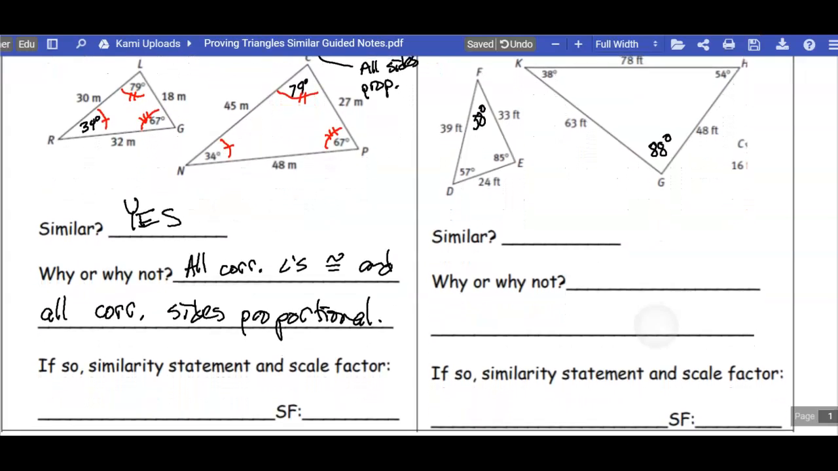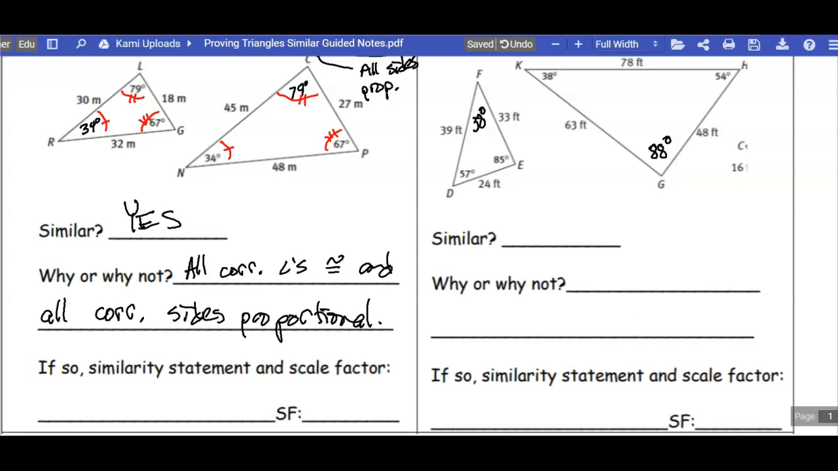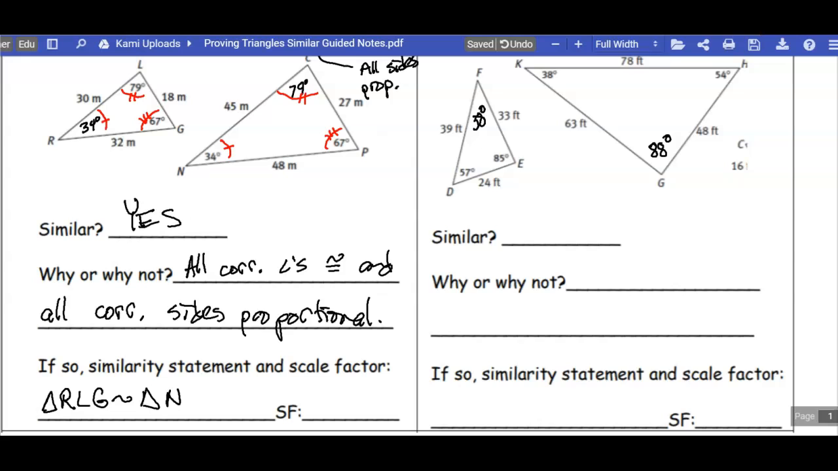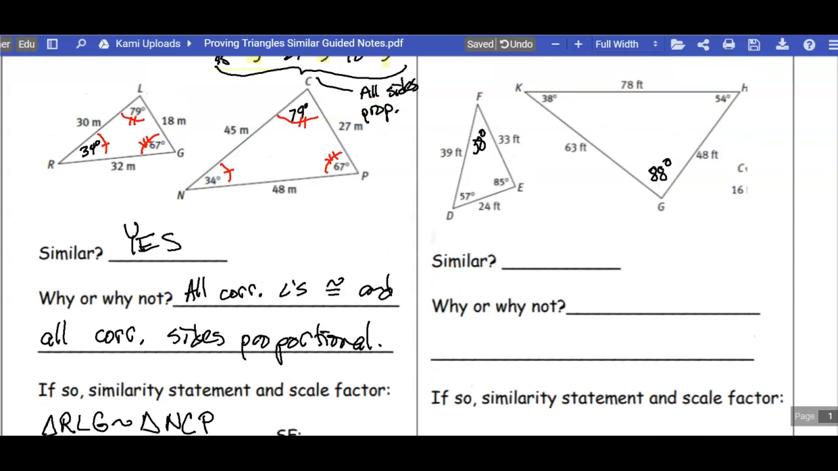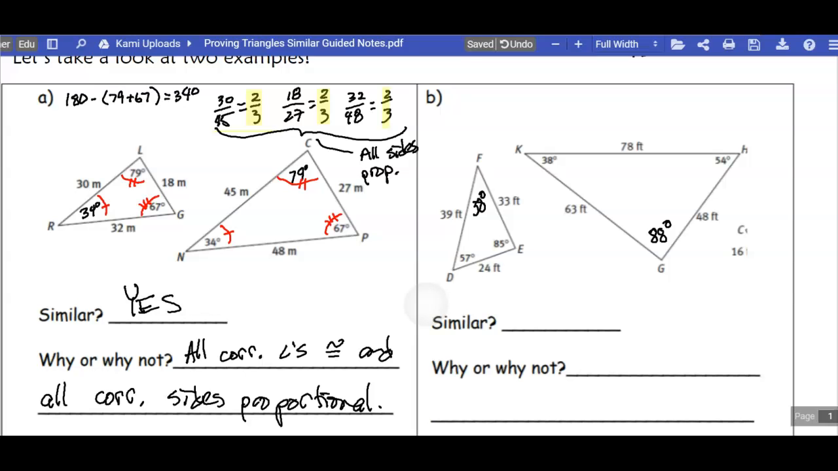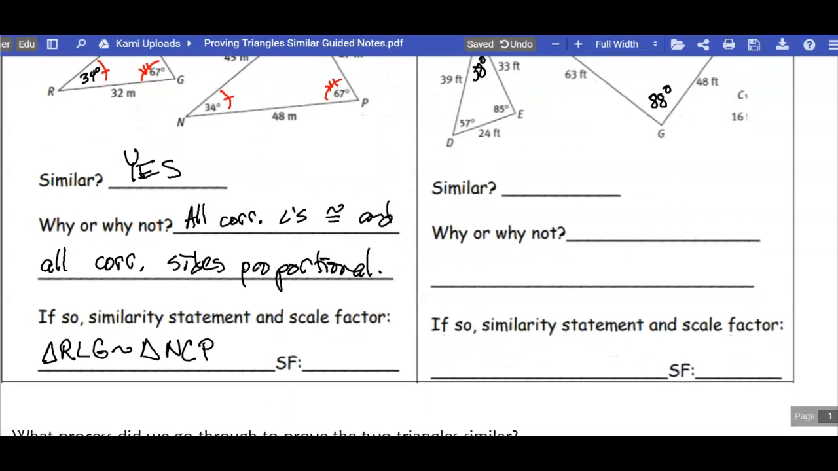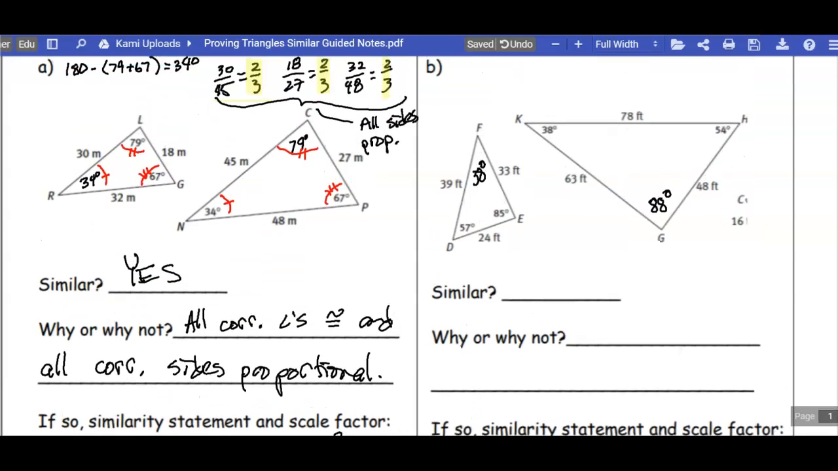Oh, we forgot to write our similarity statement and our scale factor. Let's go back here. For this one, our similarity statement is triangle RLG is similar to triangle NCP. Let's make sure we match up the correct parts. And our scale factor comes from the work we did with the ratios of the sides. It's just going to be 2/3.